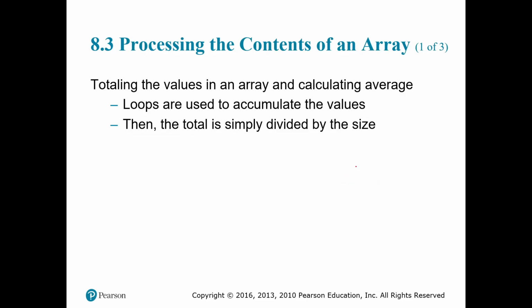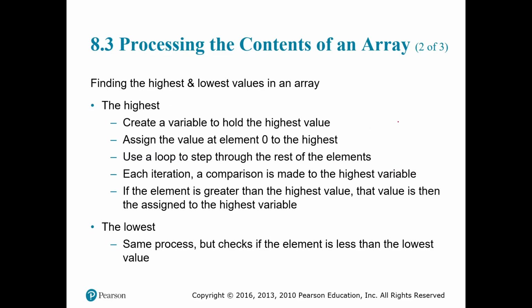You can use loops to process the content of the array, and you can calculate an average. For example, if you have a bunch of numbers in your array, all you need to do to calculate the average is add all of the values together and then divide by the size of your array. Pretty simple. Now, you can also find the highest and lowest values in your array. To find the highest value, you create a variable that's going to hold your highest value, and then you compare that variable to each and every element of your array.